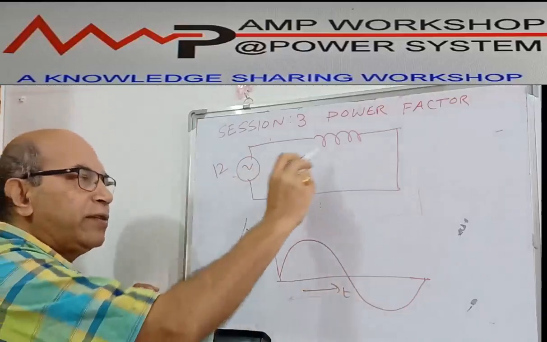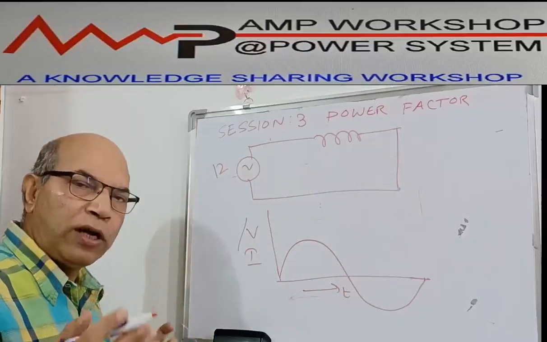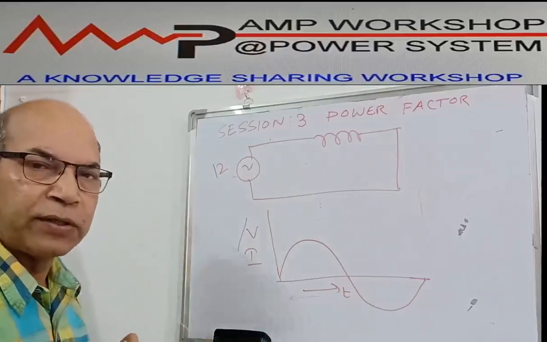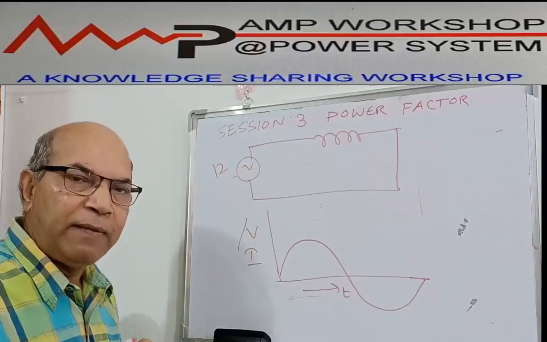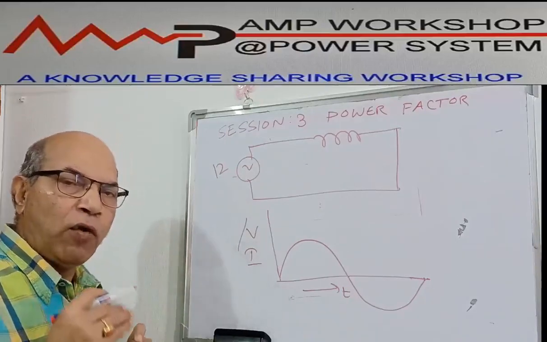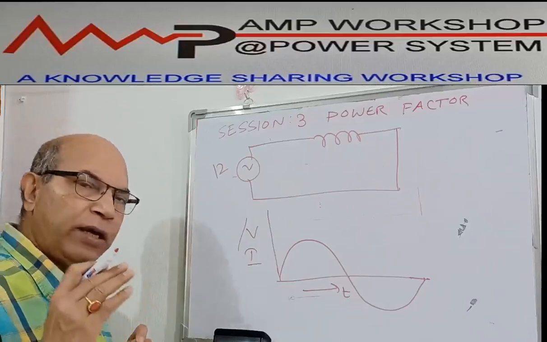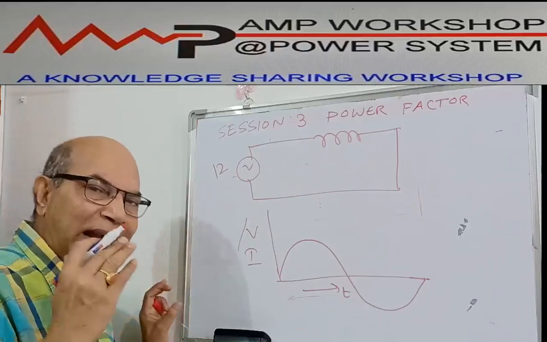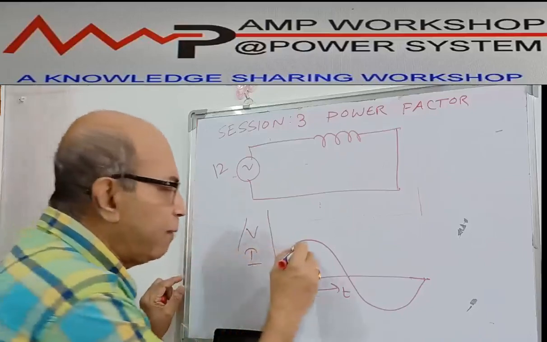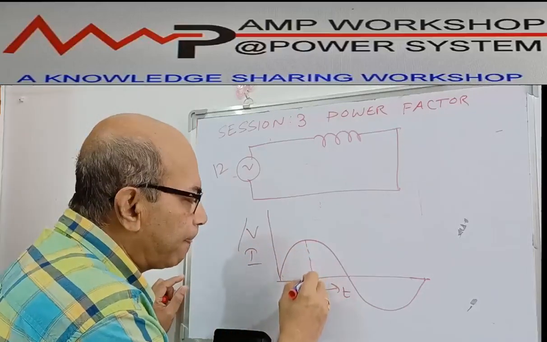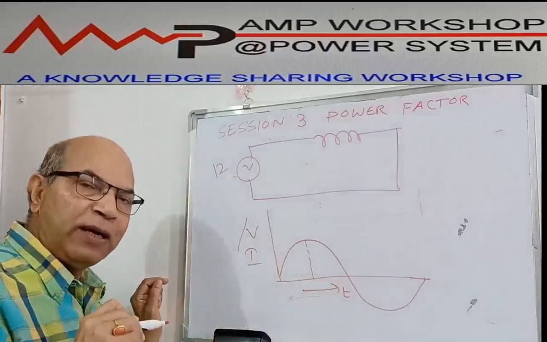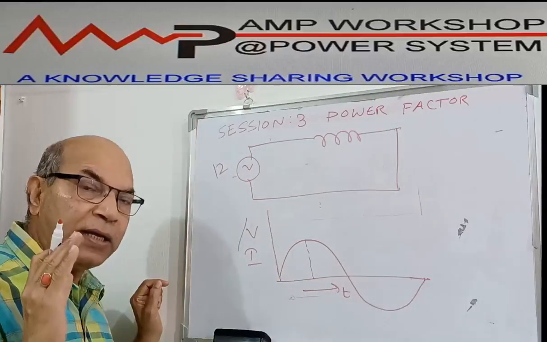Now we know that in an inductive circuit, voltage and current are not in the same phase. Current is always lagging the voltage. That means when voltage is zero, current is not zero. Current will be different and it will be lagging by 90 degrees. That means when the voltage is maximum, at that time current will be zero. It is lagging by 90 degrees.